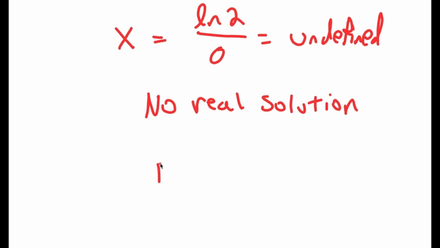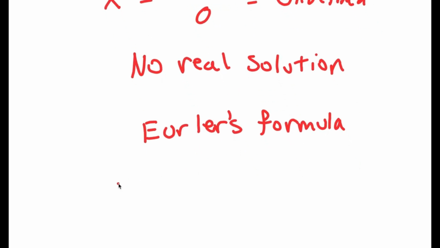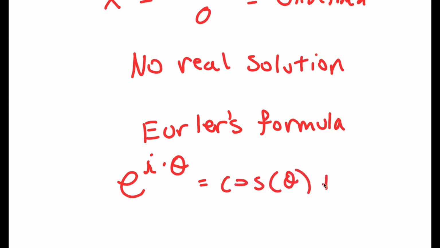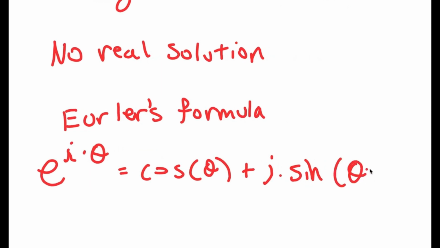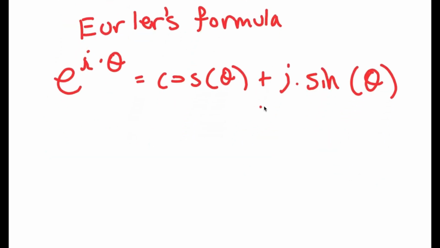So to actually solve this, I'm going to use something known as Euler's formula. And basically what this formula is, if I have something in the form e to the power of i times theta, this is equal to cosine of theta plus i times sine of theta. And I know to many of you watching this video, this may just sound like a bunch of gibberish, but just hang on.